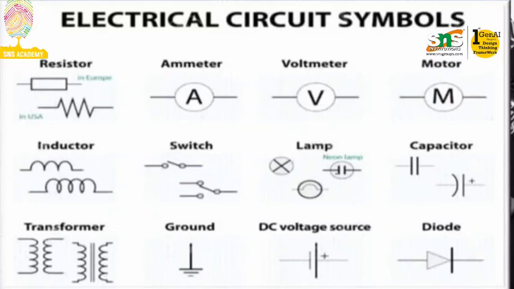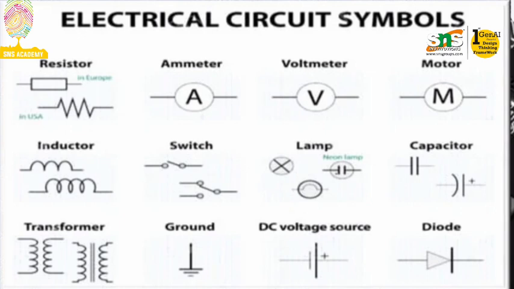So the next topic is components of electric circuit and the symbols used in the electric circuit. The first component is electric cell. An electric cell is nothing but a combination of one positive terminal and one negative terminal. It has only one positive terminal and one negative terminal.